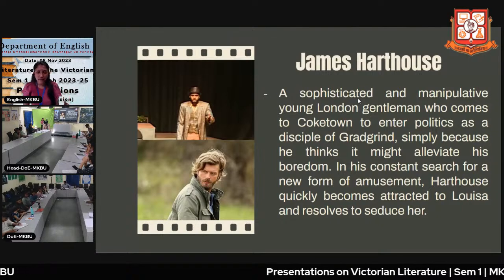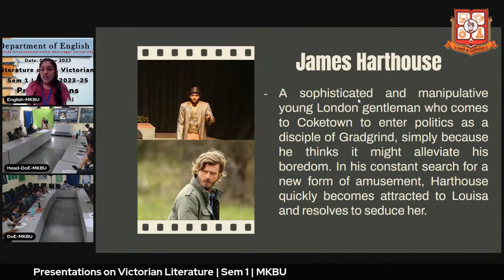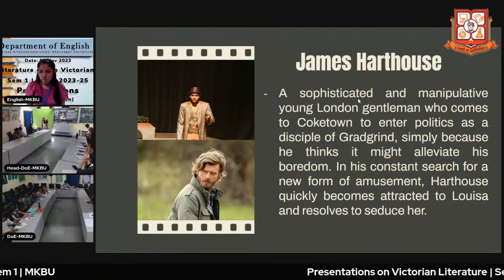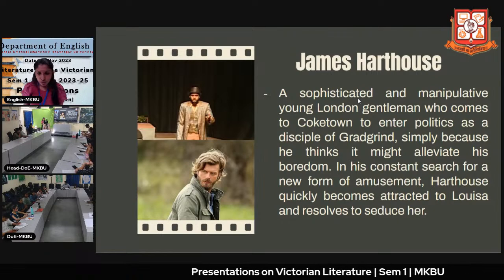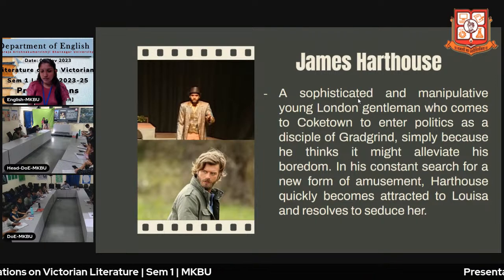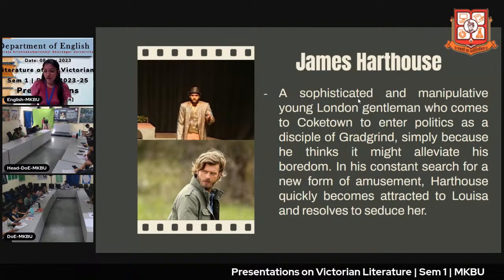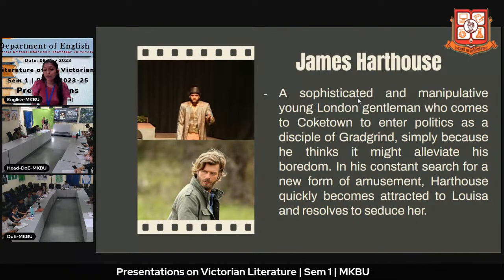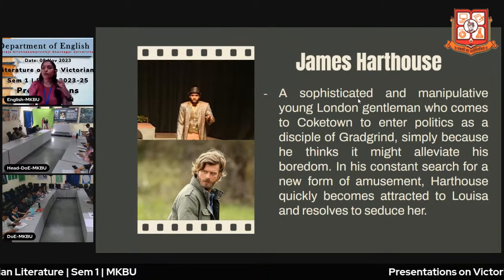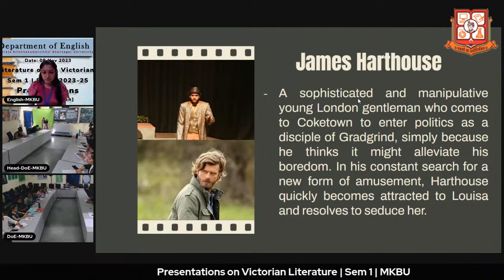James Harthouse, and we have Caesar in Brave and Beautiful. He is a manipulating young London gentleman in Hard Times who comes to Coketown to enter politics. In his constant search for a new form of amusement, Harthouse quickly becomes attracted to Louisa and resolves to seduce her. And in Brave and Beautiful, we find that Caesar falls in love with Suhan, and later on he continues with his intention.